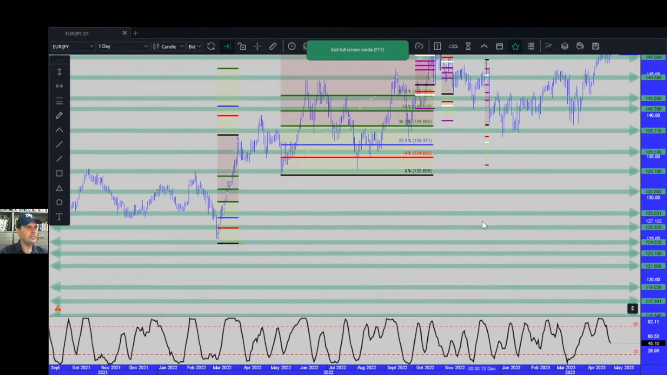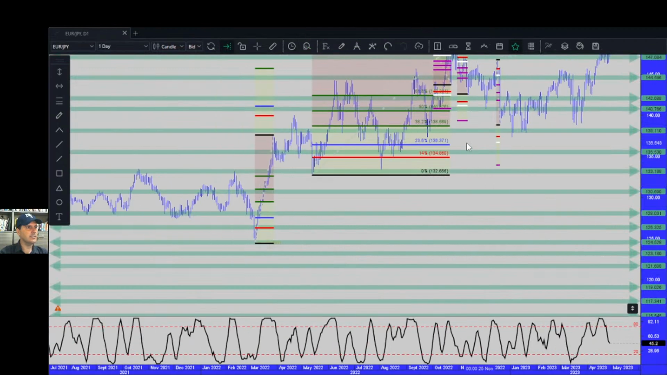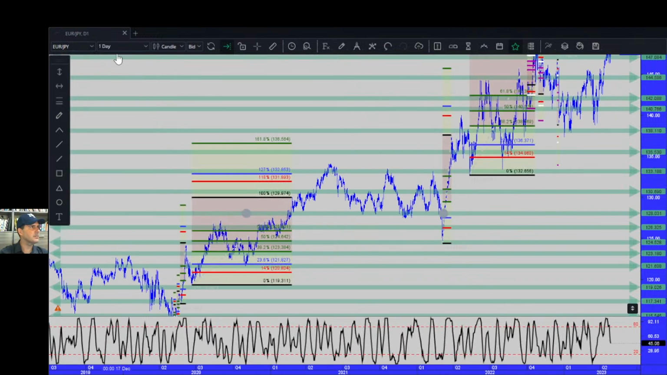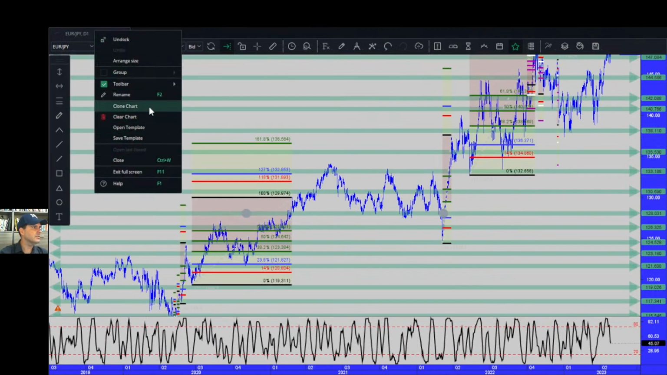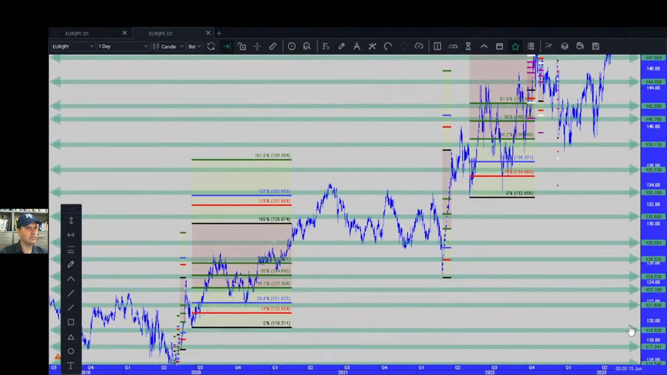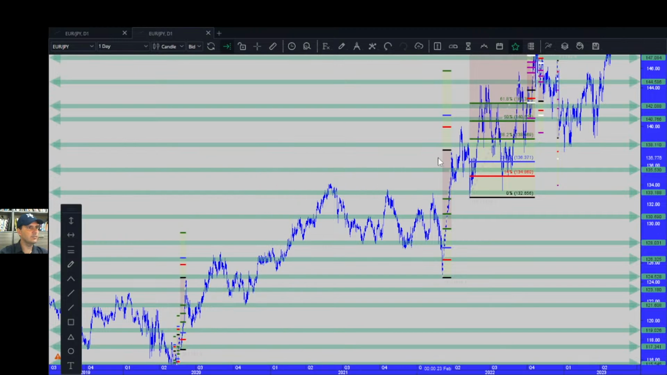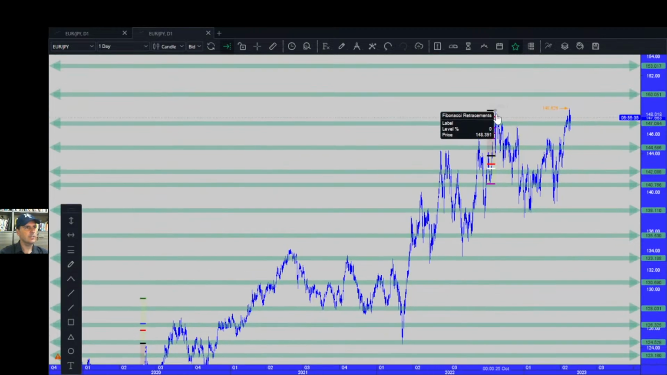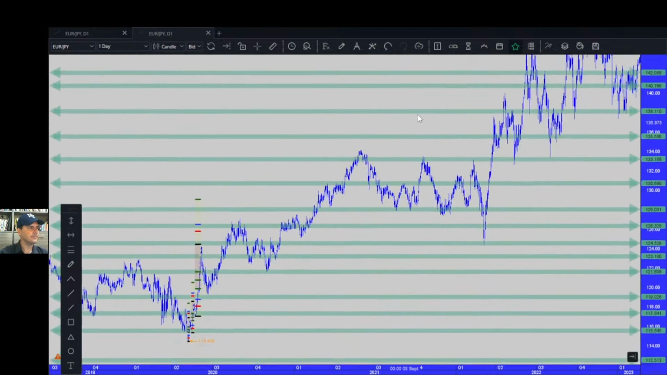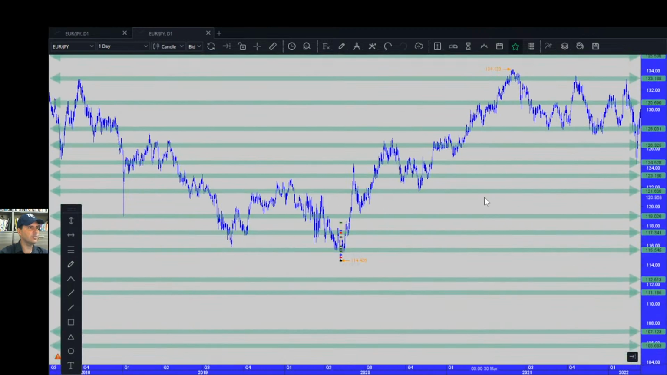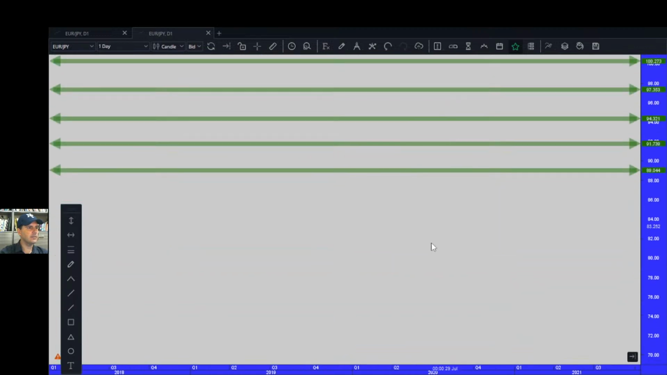In between, Euro JPY bullish market structure. All right, I'm going to clone chart and delete this one, and I'm going to delete the Fibonacci. We are not there yet. Delete the Fibonacci's. Alright, Euro JPY daily chart. First theory, then the chart, right?